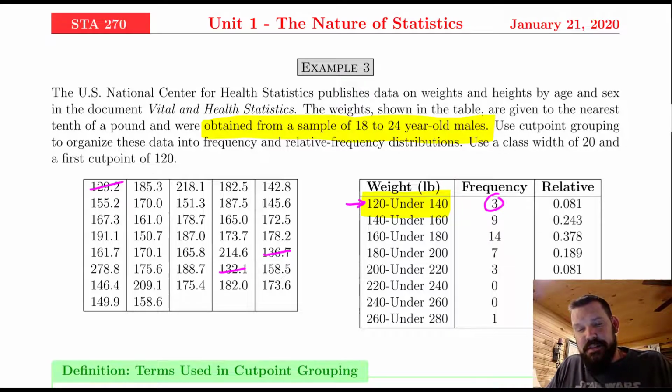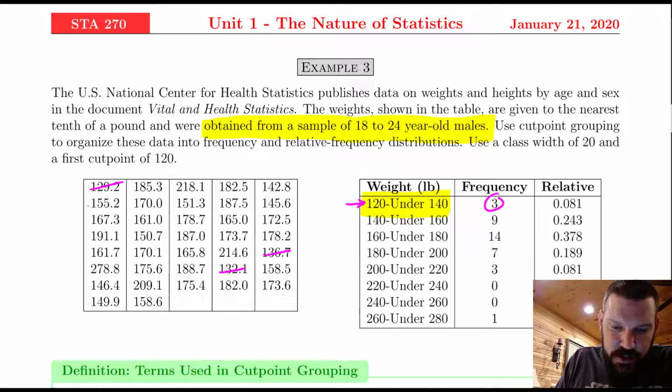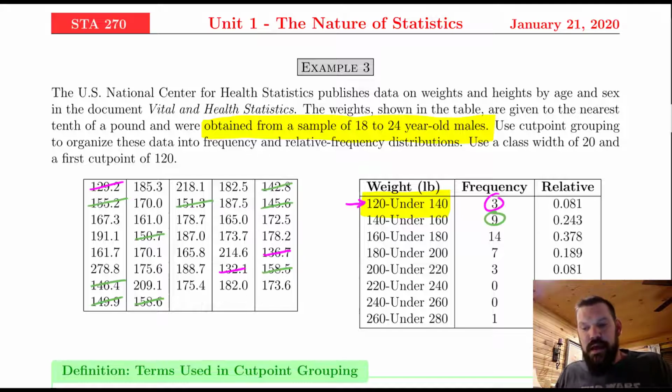Then we would jump to the next cut point group, which is 140 pounds up to but not including 160. So we have 1, 2, 3, 4, 5, 6, 7, 8, and 9. And again, that's the same count we have right here. We could go down through the entire list.